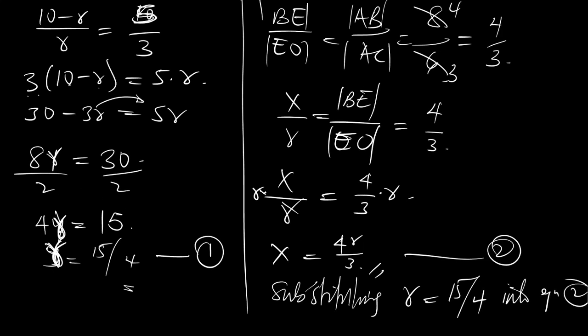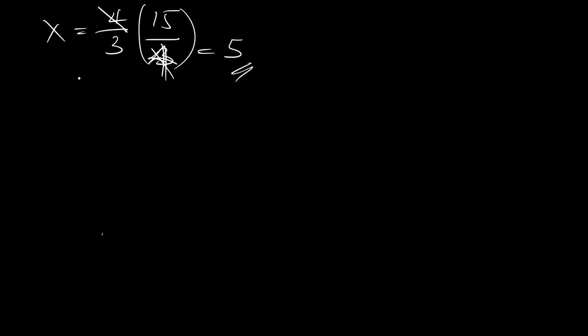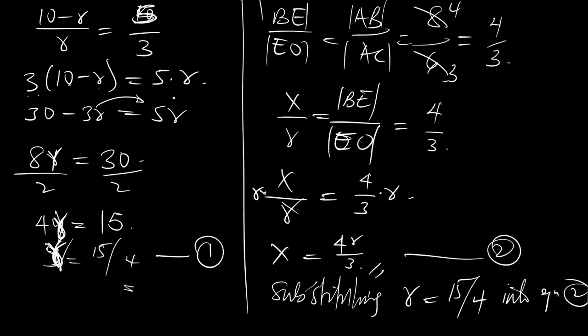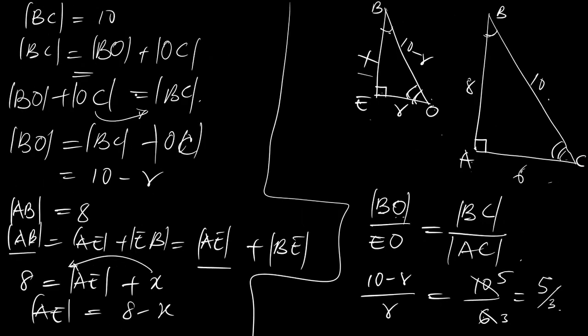So substituting R into this equation, you have x equal to 4 all over 3 times 15 divided by 4. So this will cancel this. You now have 5 as the final answer, because this is 5. So our x is 5. So that is the final answer.